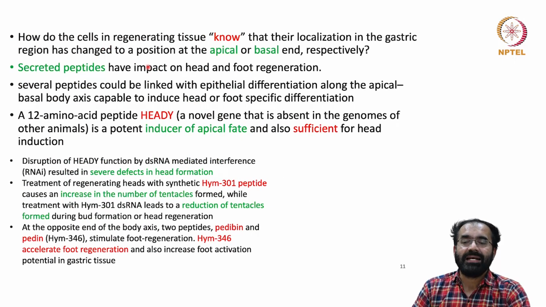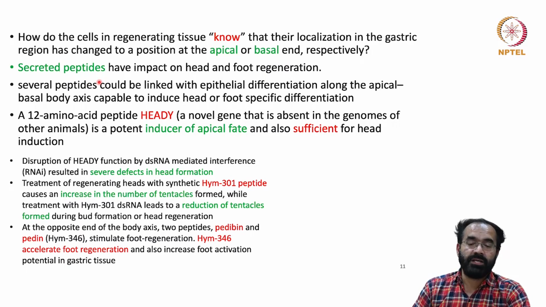How do the cells in the regenerating tissue know? How do they know? That means they are aware that their localization in the gastric region has been changed to a position at the apical or basal end. Are they looking into a mirror to know that, oh, my head is missing? Or do they have any news channel that is reporting that the head is missing? So this is what we should know, that what part is damaged.